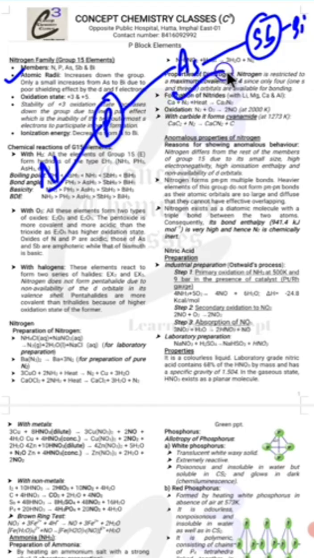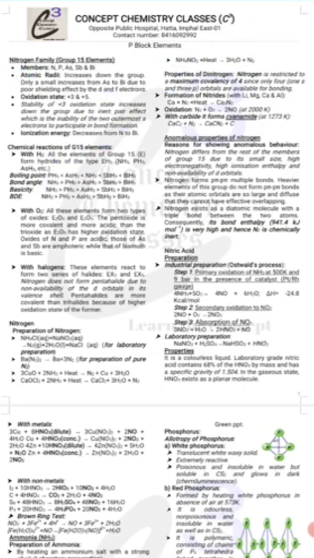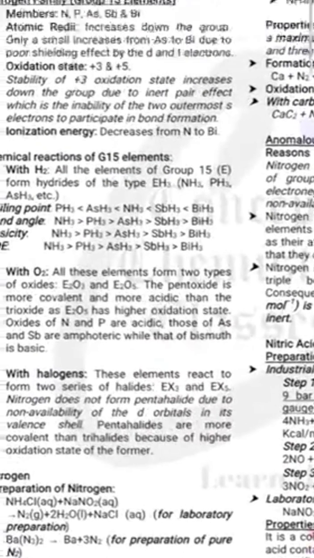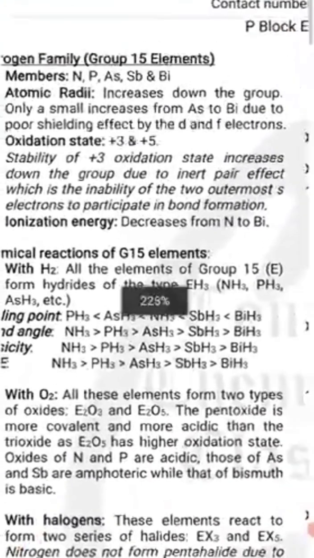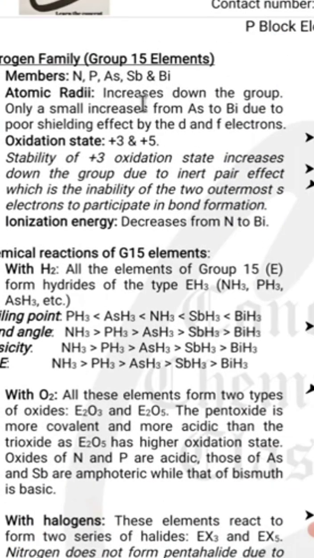This small increase in size from phosphorus to arsenic, arsenic to antimony, antimony to bismuth is due to poor shielding by the electrons in the d and f subshells. This is given here. Let me zoom this area. It is written here: the atomic radii increases down the group, only a small increase from arsenic to bismuth due to poor shielding effect by the d and f electrons.